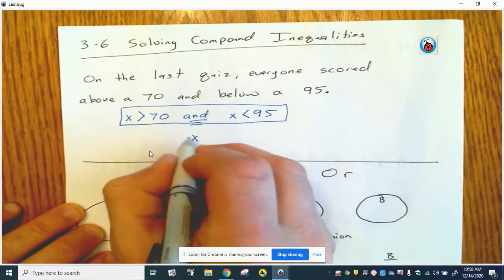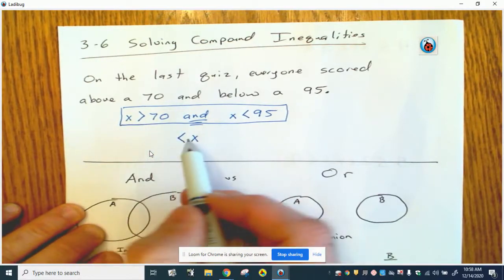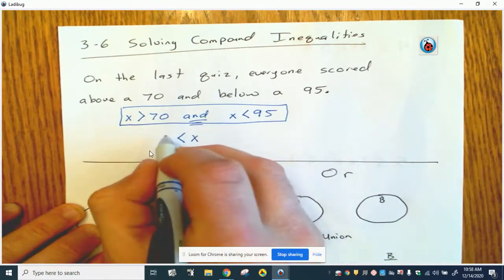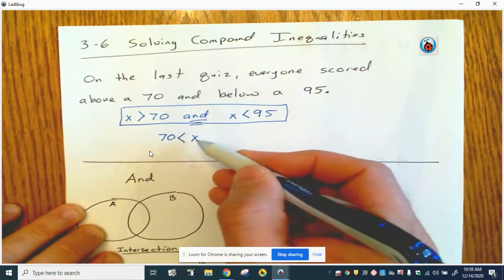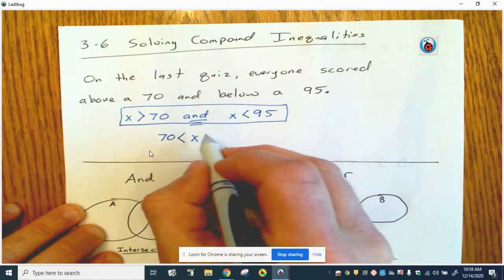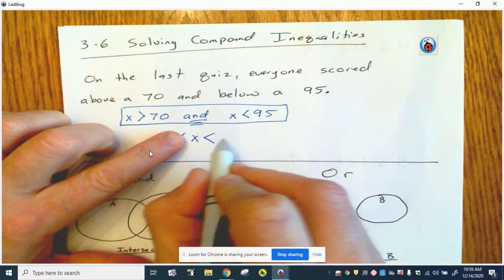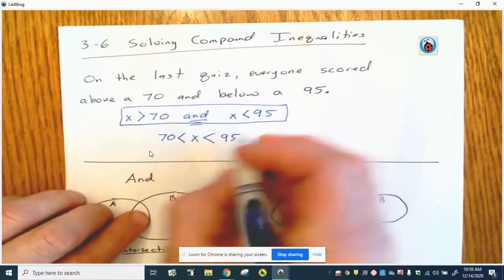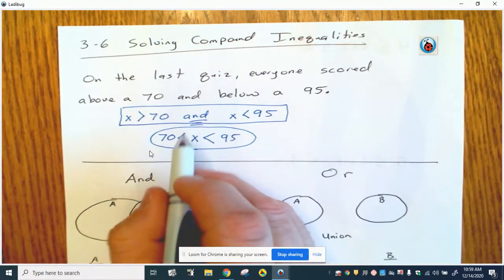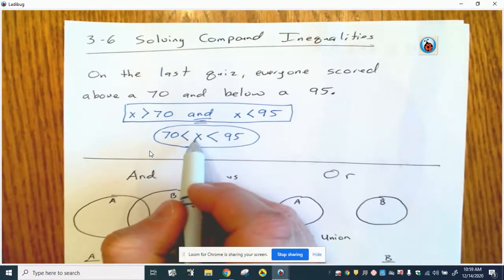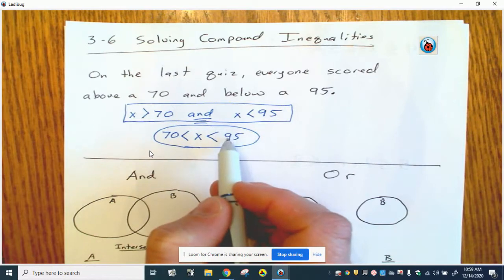If you write it this way, we put this one backwards. We're going to say x has to be greater than 70, so we write it this way. If I read it from the x, it's x is greater than 70. And if we read it the other way, x is less than 95. So if we write them this way, it means the same thing as this. It means x has to be greater than 70 and less than 95.